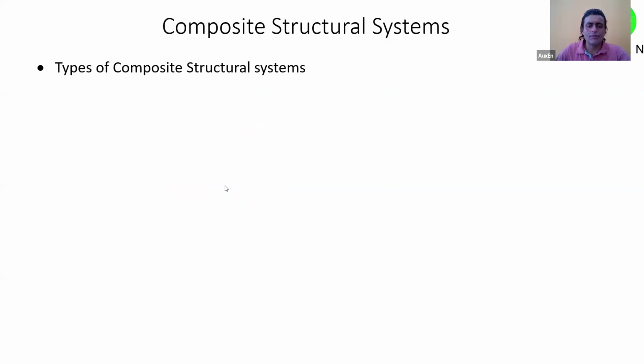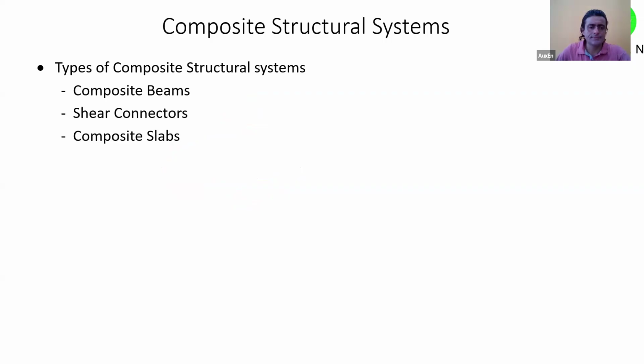But let us see which are the different types of composite structural systems that we are going to discuss and cover. So composite beams, shear connectors, composite slabs, and composite columns. So these are the four structural systems that we are going to mainly focus on and that we are going to cover in this course. Let us see one by one each of them.